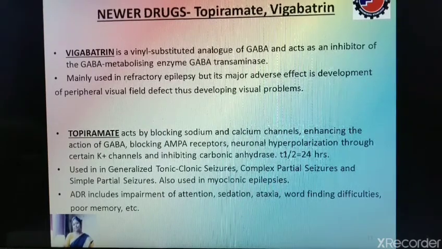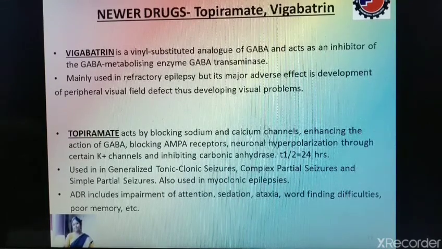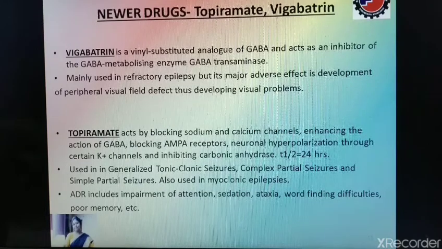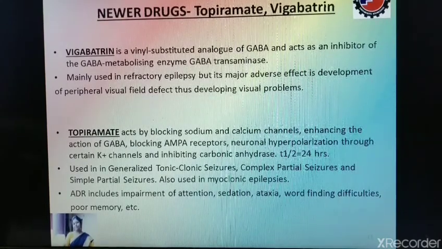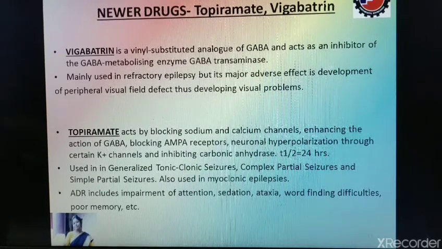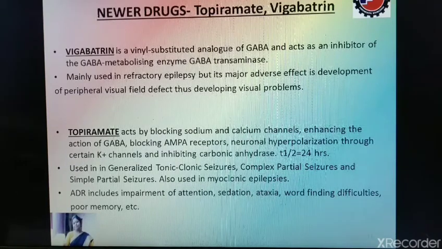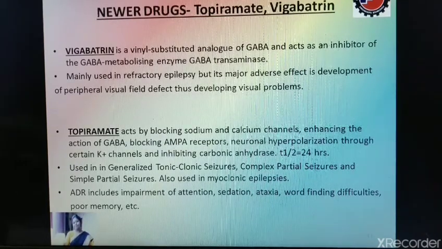So starting with vigabatrin, the vigabatrin is a vinyl substituted analog of GABA and acts as an inhibitor of GABA transaminase. Thus, the amount of GABA increases and the amount of chloride influx inside the cells increases. It is mainly used in case of refractory epilepsies but has a major side effect of developing visual problems. So that is a limiting factor in the use of vigabatrin.